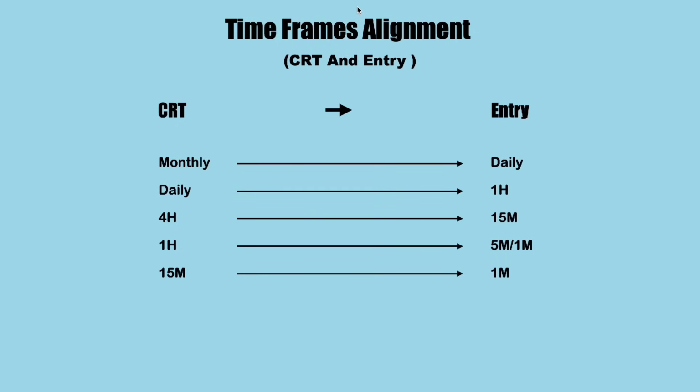Many of you have probably been waiting for this section on CRT and entries. If your CRT is on the monthly chart, your entries should be taken from the daily chart. If your CRT is on the daily chart, your entries should be on the 1-hour chart. If your CRT is on the 4-hour chart, the entries should be on the 15-minute chart. If the CRT is on the 1-hour chart, then your entries should be on the 5-minute or 1-minute chart. If you're using the 15-minute chart for CRT, then your entries should be on the 1-minute chart.